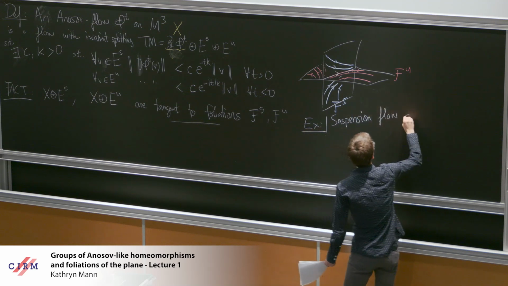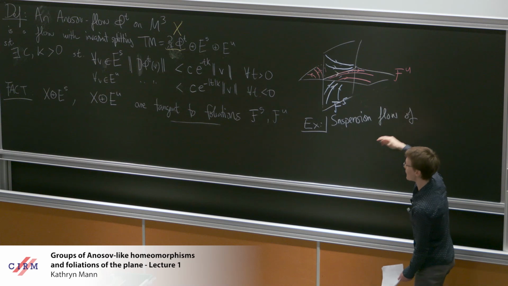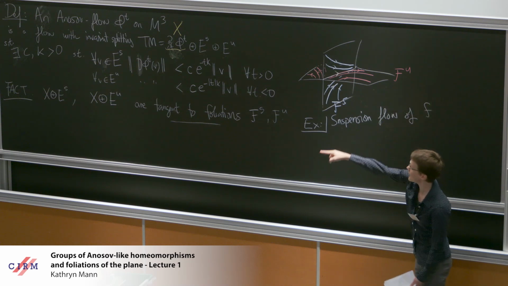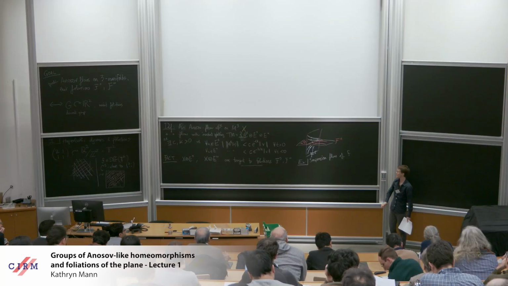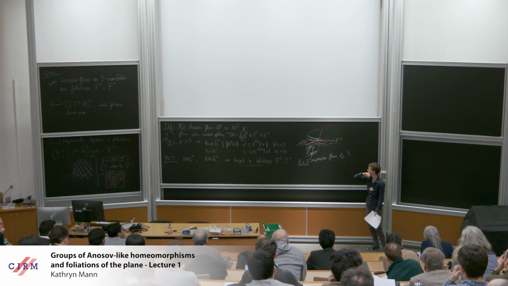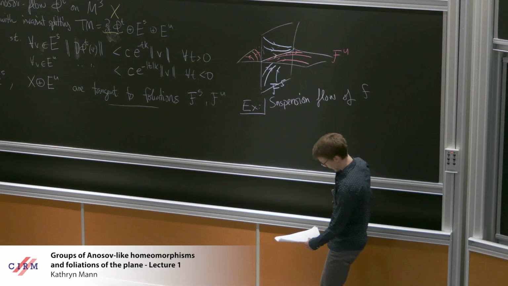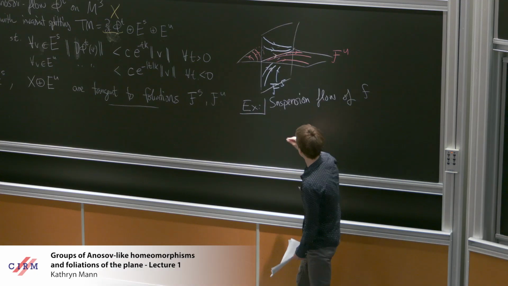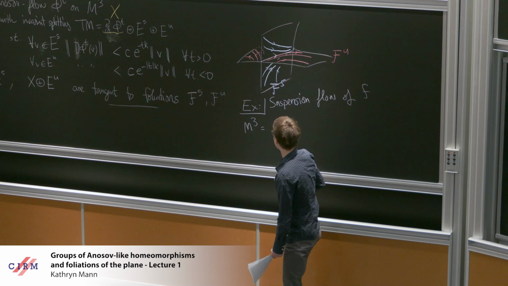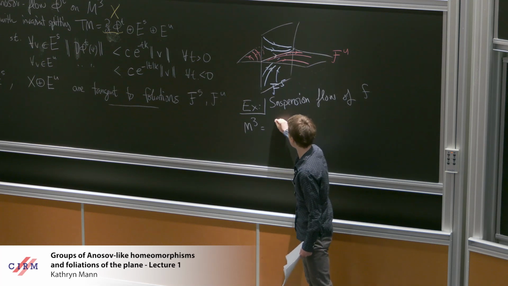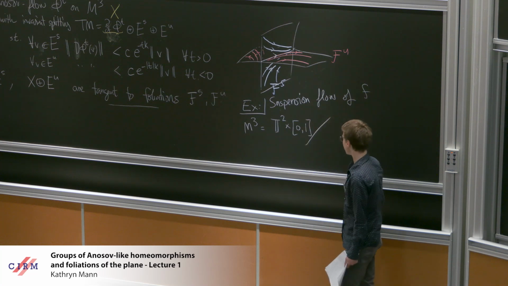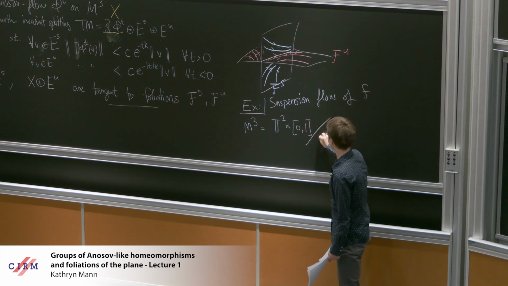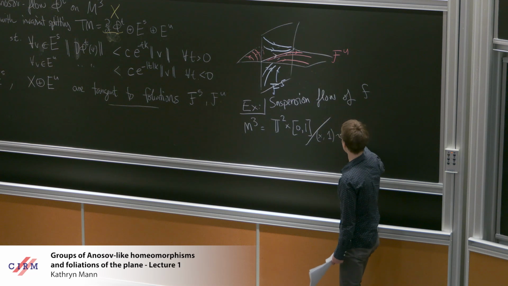I could take 2 1 1 1, or I could take my f, like on the previous board. So f should be technically a hyperbolic linear diffeomorphism, not necessarily linear, just a diffeomorphism of the torus. So here my 3-manifold is the mapping torus of f. So this is the torus cross the interval. And I glue the two sides together by saying that (x, 1) is equivalent to (f(x), 0).